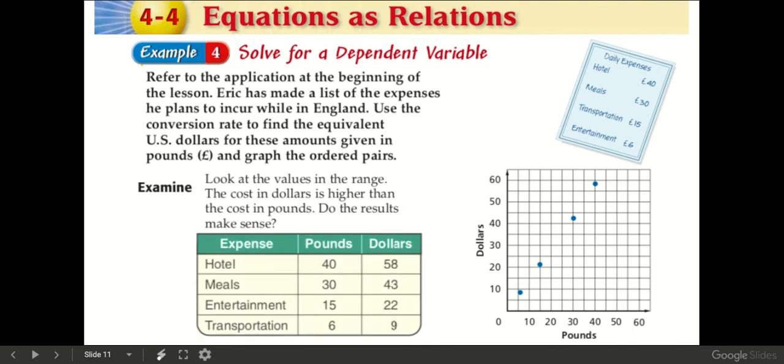Let's examine. If we look at the values in the range, the cost in dollars is higher than the cost in pounds. Does the result make sense? I think it does, because at the beginning we said that for every $1, it was 0.69 pounds. And so it would make sense that you were going to have more dollars than pounds. So it would make sense that the dollar amount is higher than the pounds amount.